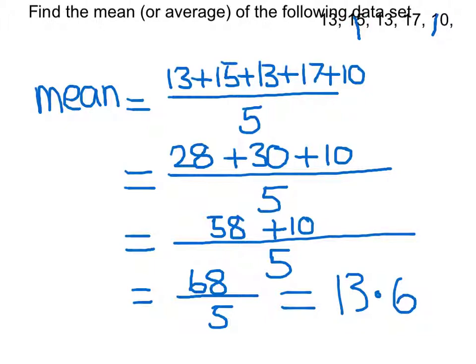So let's have a look at our end result and compare that to the original data set. We've got 13, 15, 13, 17 and 10. And our end result for the mean was 13.6. So that looks fairly close to all the numbers that we have, so I think we've done an okay job.